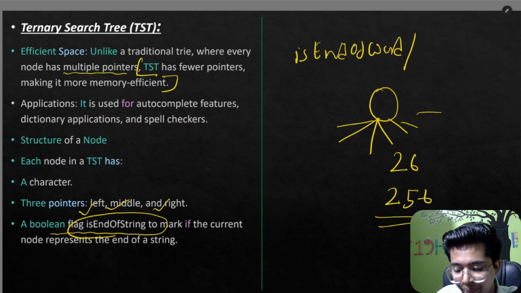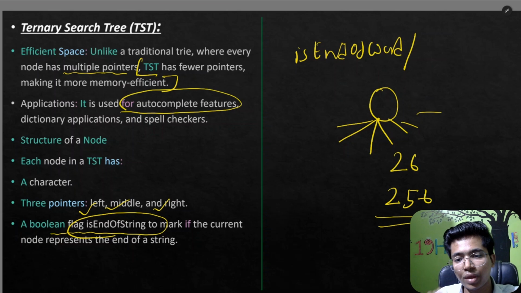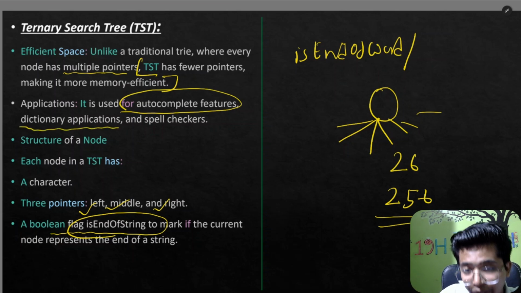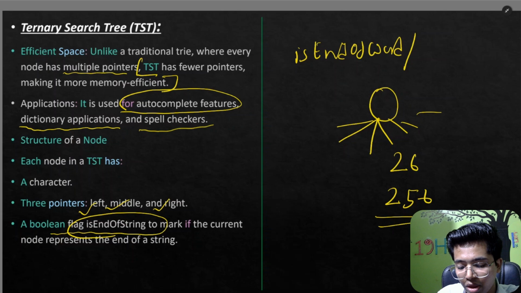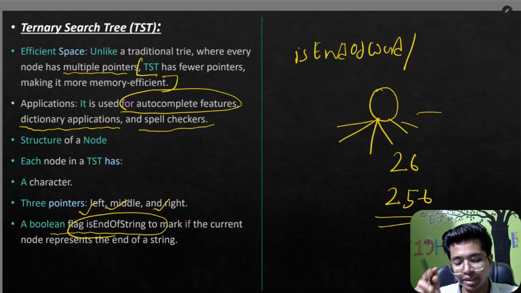Applications. Why do we use a TST? For autocomplete features in search boxes like Google, we use this TST. For dictionary applications, if you get problems like dictionary applications and LeetCode or the longest substring, then you can use it. For spell checking purposes, you also use this ternary search tree.